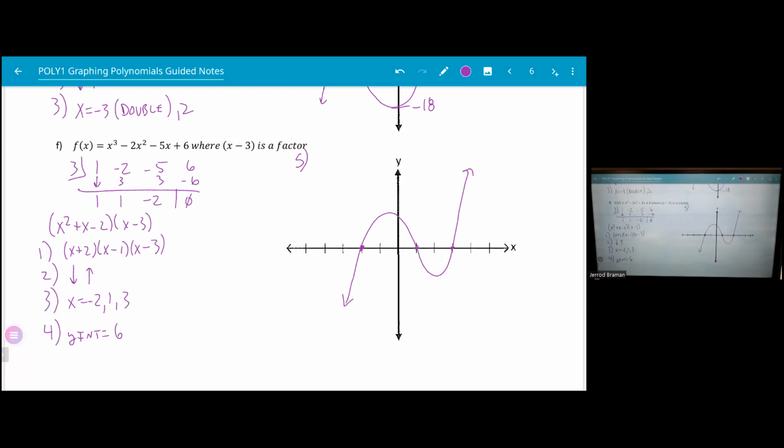The x cubed minus 2x squared minus 5x plus 6. We did that right on the front page. When I do my synthetic division, I end up with x squared plus x minus 2 times x minus 3. That factors to x plus 2 times x minus 1 times x minus 3. That's my factored form. My end behavior is down on the left, up on the right. My solutions, or factors, or my x-intercepts are negative 2, 1, and 3, just like we had on the front page.